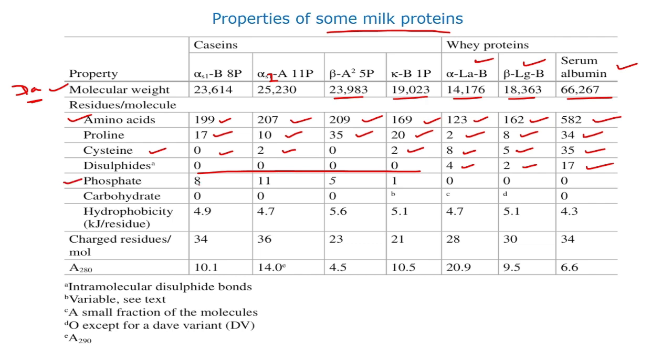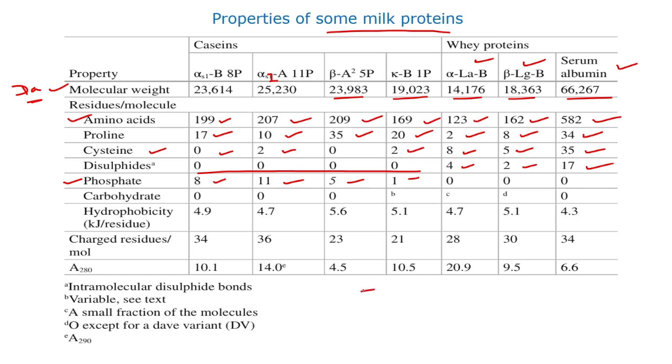Okay, now coming to phosphate: in alpha S1 it is 8, 11, 5, 1 in the caseins, but whey proteins do not contain any phosphorus group. From the phosphate group we can know which one is more sensitive to calcium ion compared to others. Since kappa casein contains only one phosphate, it is least sensitive to calcium ion. Then coming to carbohydrate: it is 0 in all caseins, and only in kappa casein is carbohydrate present, to a level of 5%.